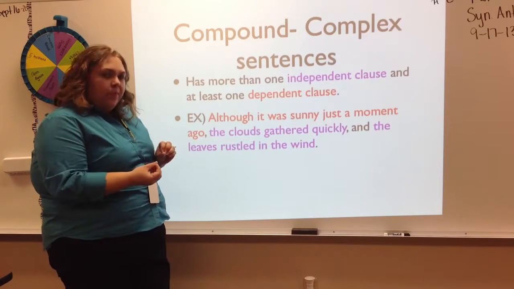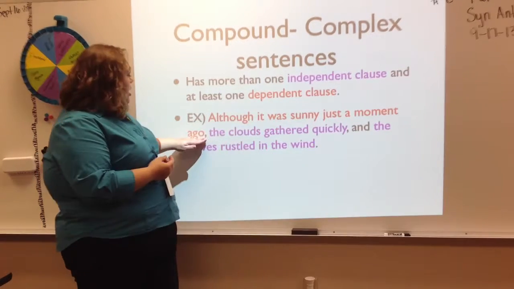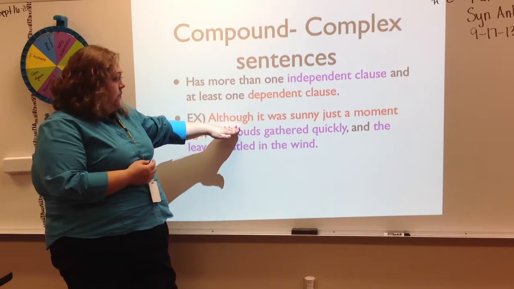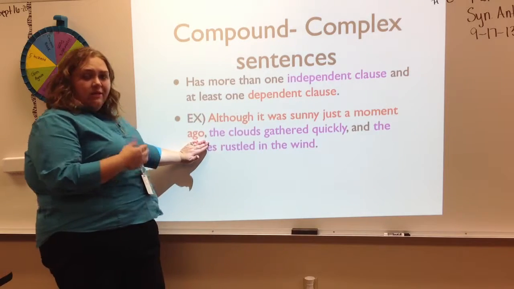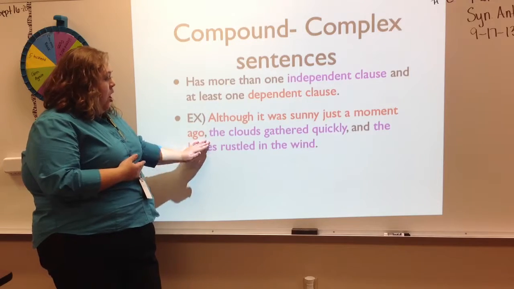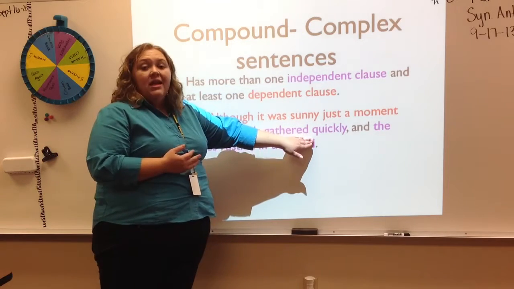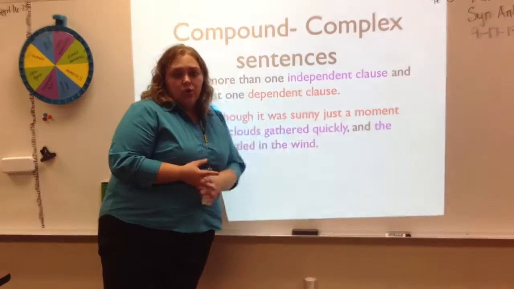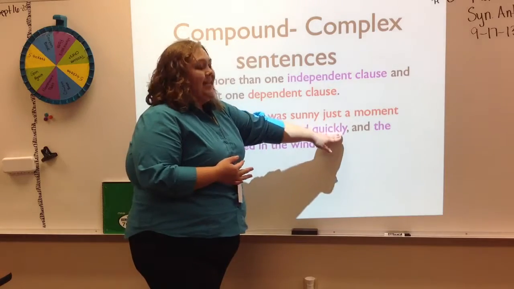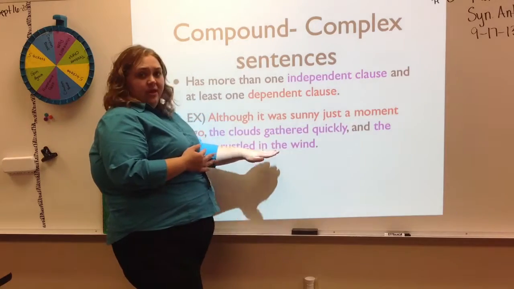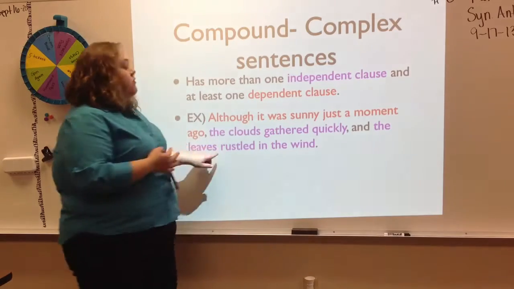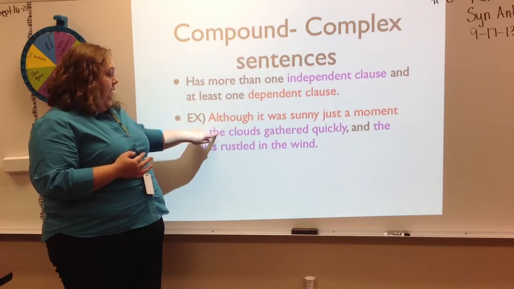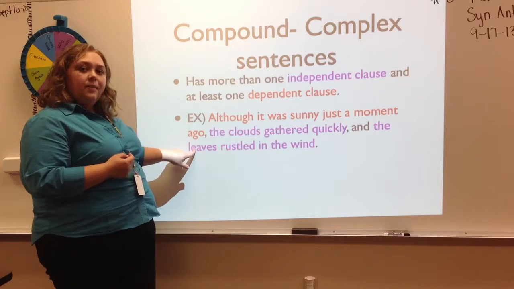Now let's break this sentence up a little bit. Although it was sunny just a moment ago is a dependent clause. We have the word although, which is a subordinator, and it cannot stand alone. This is a fragment if we kept it like this. The clouds gathered quickly. That is an independent clause. Comma and is a coordinator, and it's connecting this independent clause with this independent clause. The leaves rustled in the wind. So I have 3 clauses here. The dependent, an independent, and a second independent.